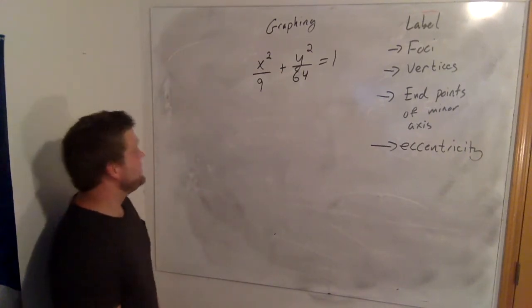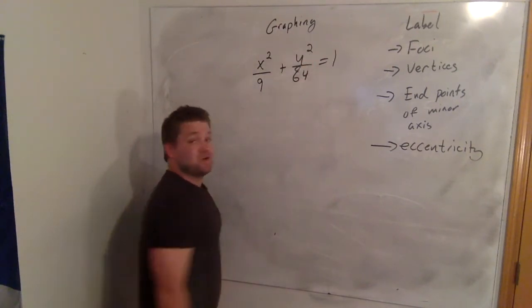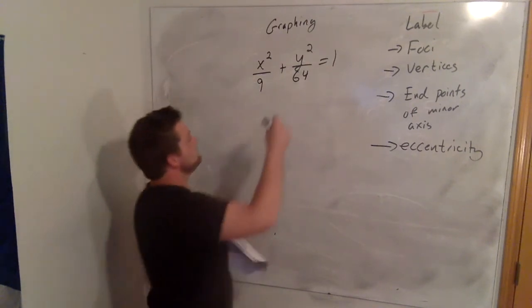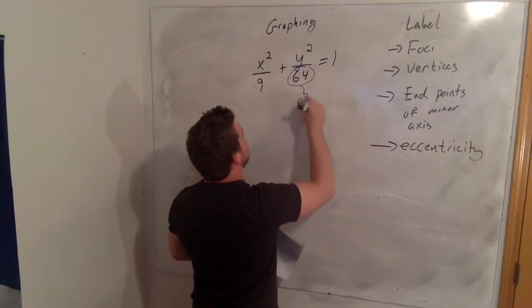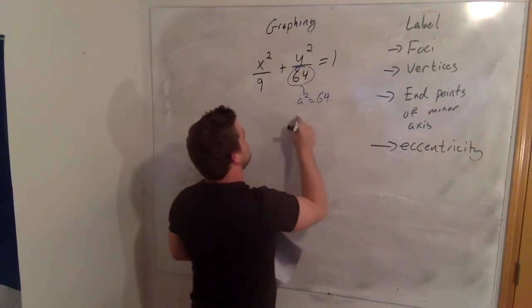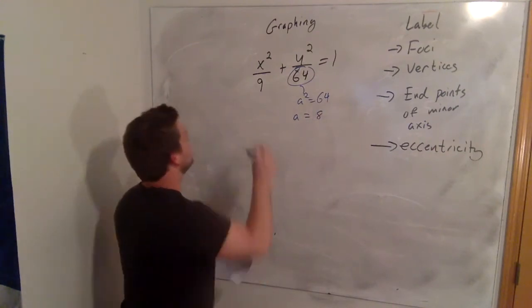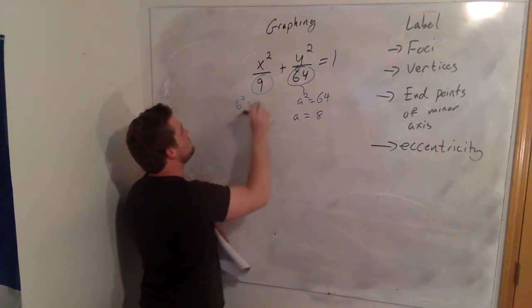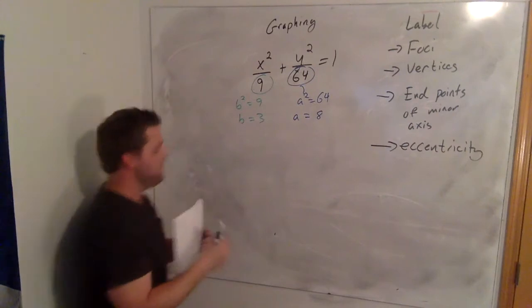Okay, let's do it. Let's notice that the y squared is being divided by the bigger number, so this is going to be elongated more in the y direction. This is telling us that a squared is equal to 64, so a will be the square root of 64, which is 8. This 9 here will be our b squared. Our b squared will be equal to 9, so take the square root. b will be equal to 3.